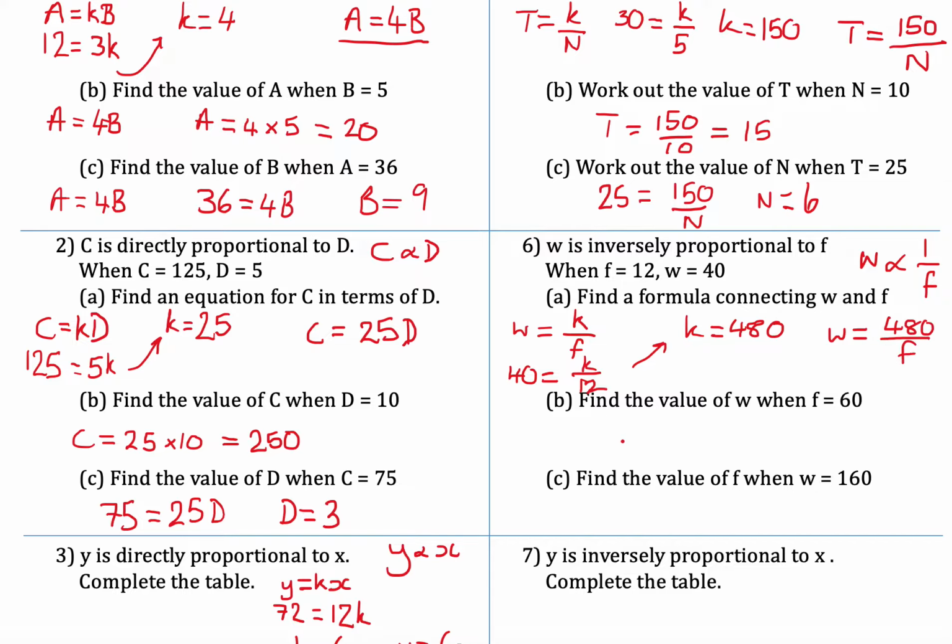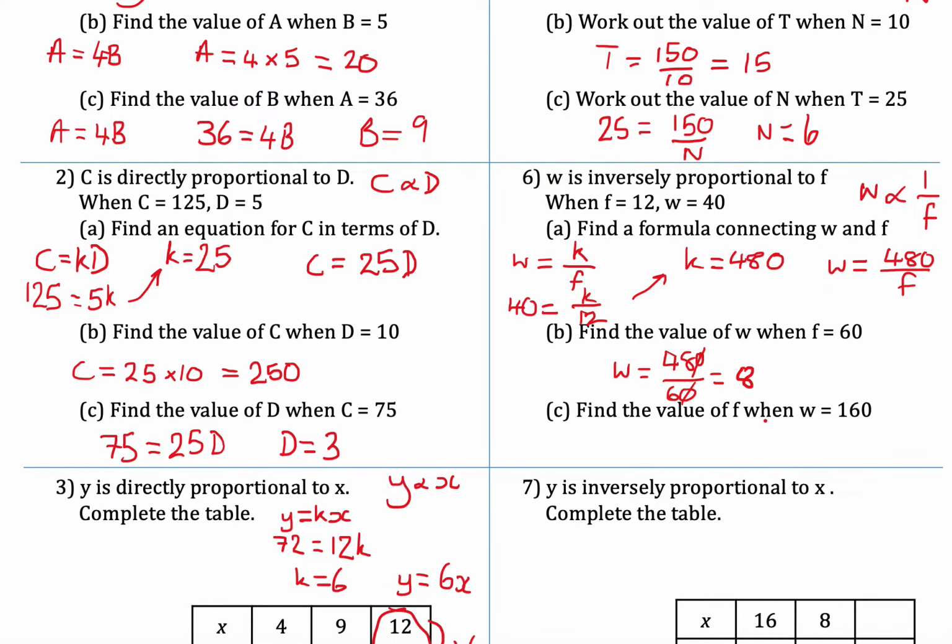Find the value of W when F is 60. Okay, well, we can cross off those zeros. It's the same as doing 48 divided by 6, which is 8. I don't know why that took me so long. Okay, find the value of F when W is 160.